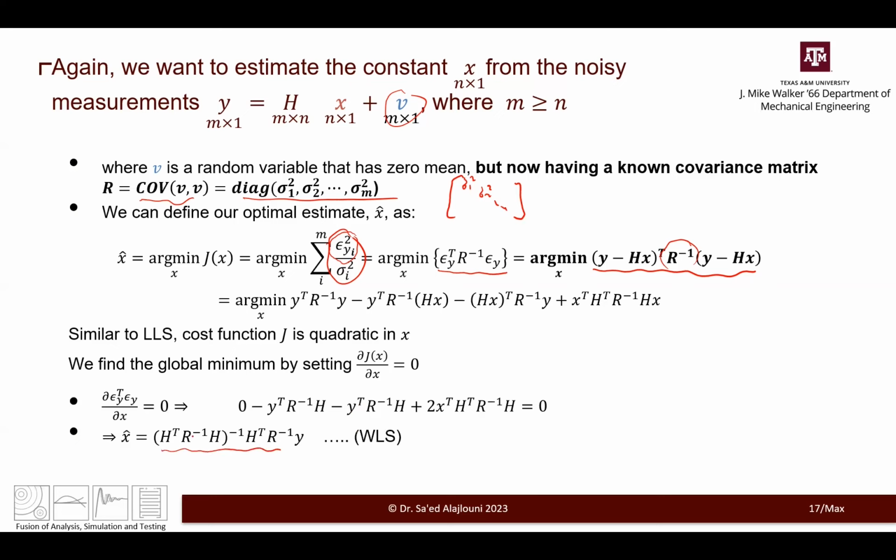It's basically if you replace R with identity, then you get the least squares or LLS estimate that we showed earlier. But this is the expression now for the weighted least squares. And similarly, you can show that this is indeed an unbiased estimate if the noise V has 0 mean.